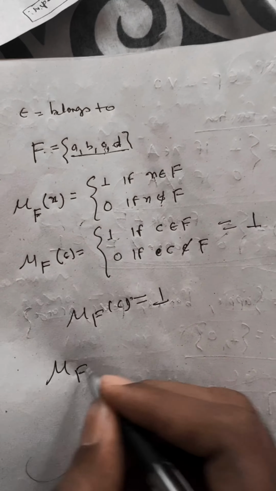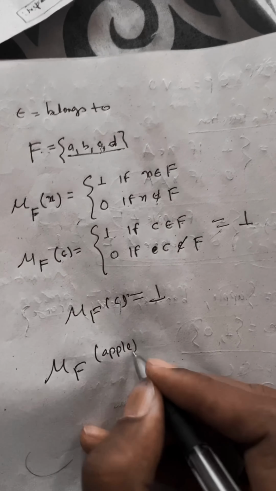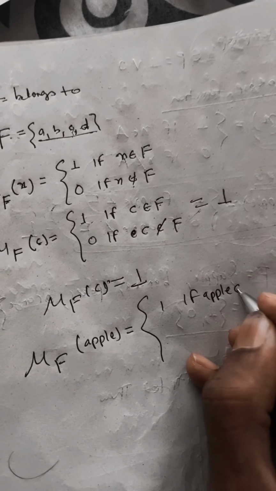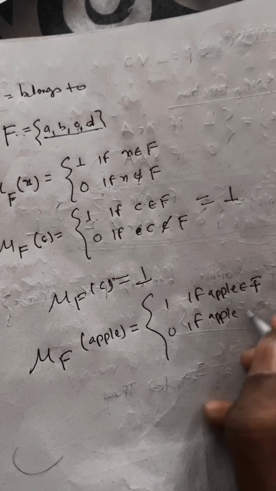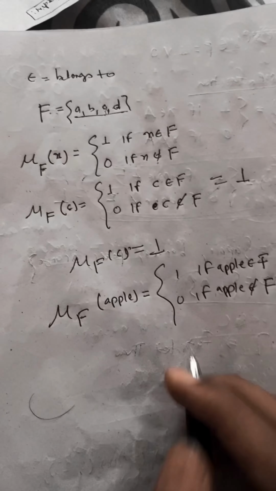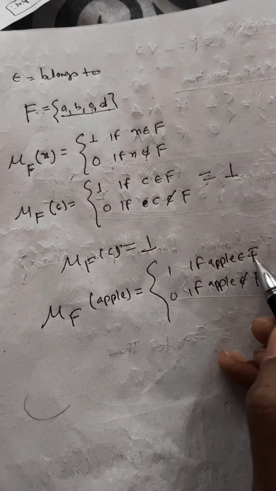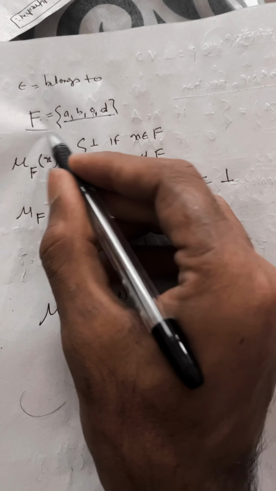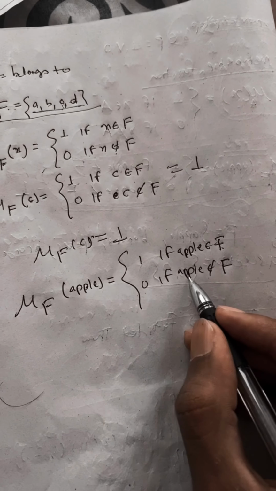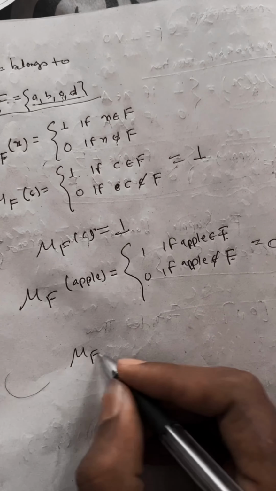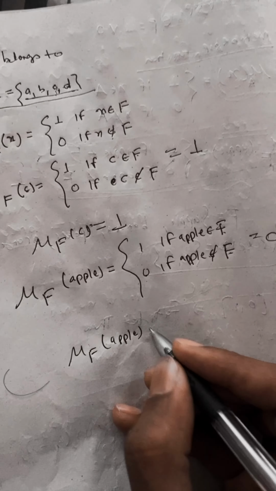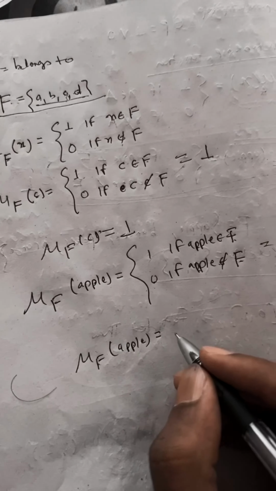How about mu F of apple? Well, it is 1 if apple belongs to this set, 0 if apple does not belong to F. Now see here, does apple belong to F in the set? No, it means apple does not belong to F, so the answer is 0. So mu apple, the membership value of apple belonging to this set F, is 0, right?